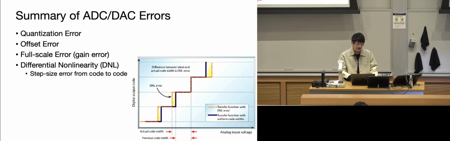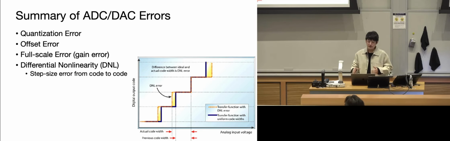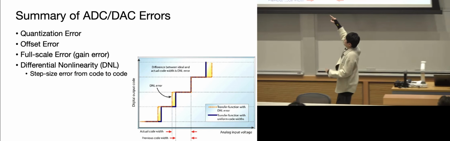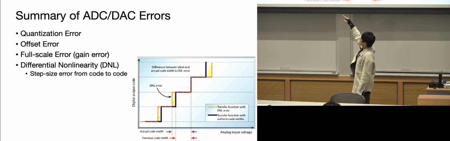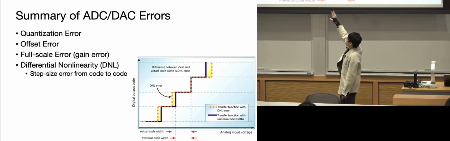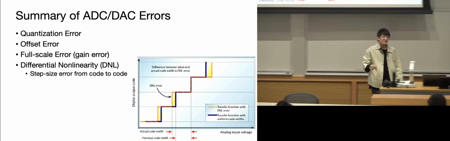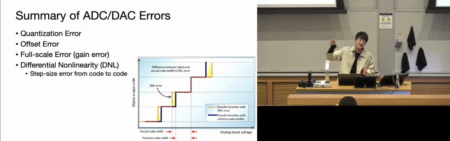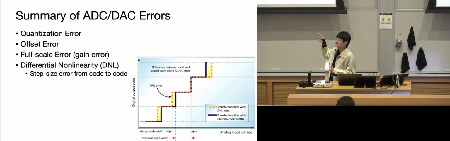We also have the differential nonlinearity error. This is essentially the step-size error from the digital output code. So from 000 to 001, from 001 to 010, each might have its own error on each bit. It might go both directions. It could be a little bit higher than it's supposed to be, or a little bit lower than it's supposed to be. And this is usually a localized error on each of the output steps.